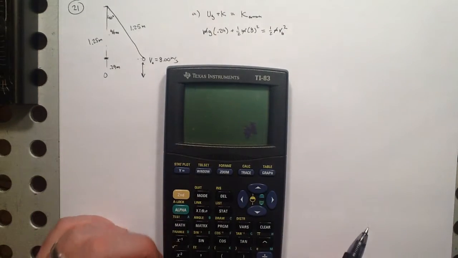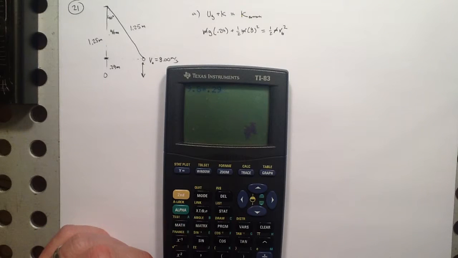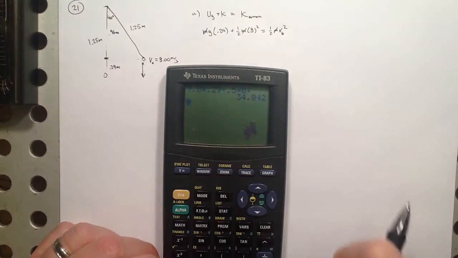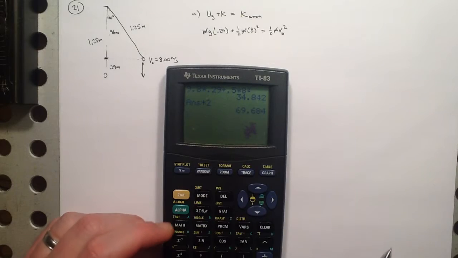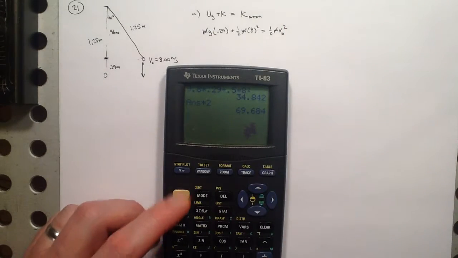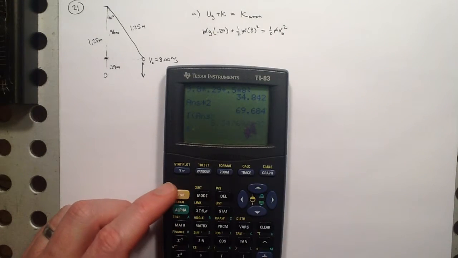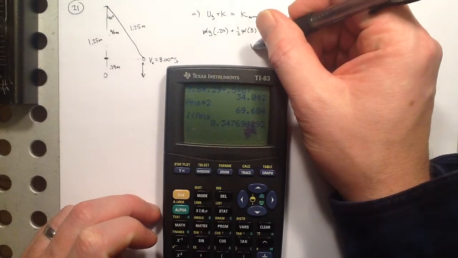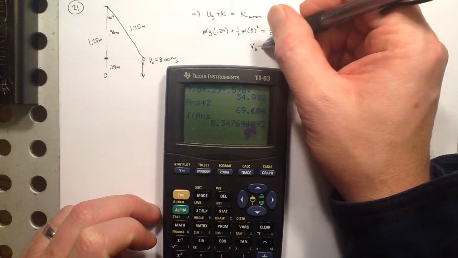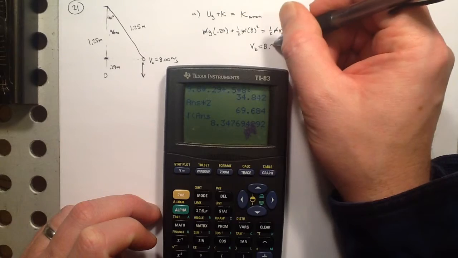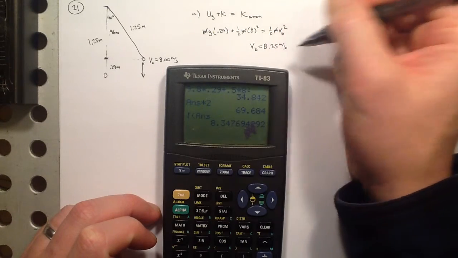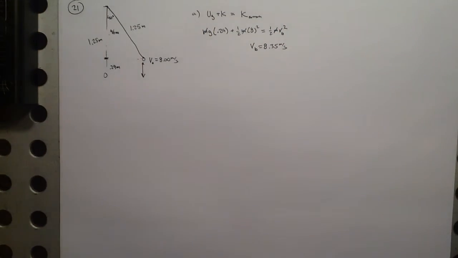So let's see what we got here. I've got 9.8 times 0.29 plus 1/2 times 8 squared. That's that side. Then I have to multiply by 2, and then I need to take the square root of that. And that gives me a velocity at the bottom of 8.35 meters per second. Not a whole lot faster than it was going.